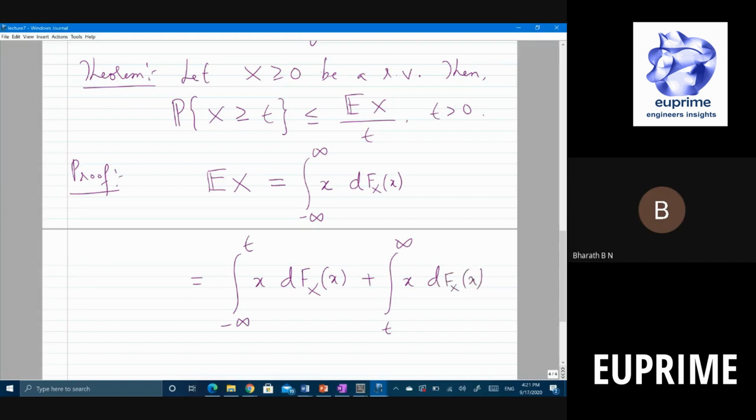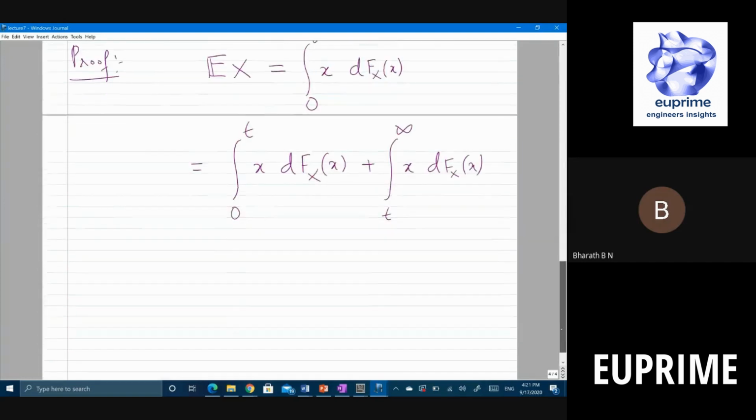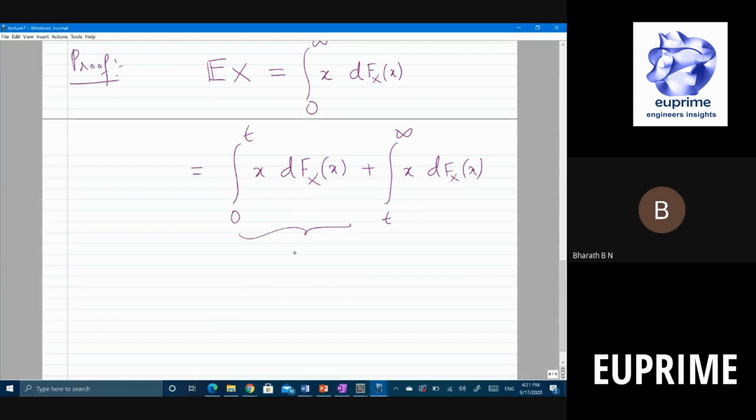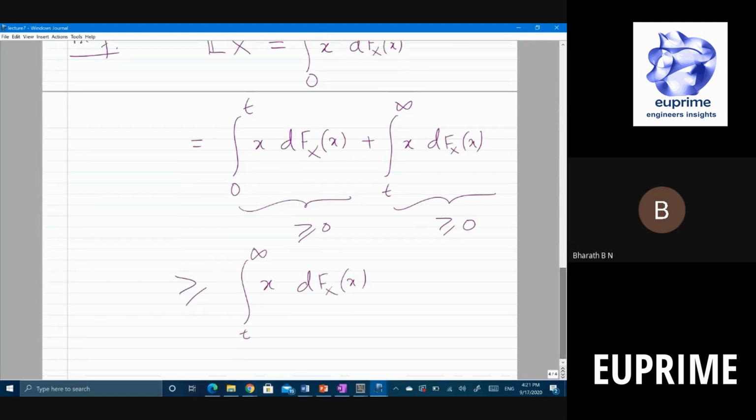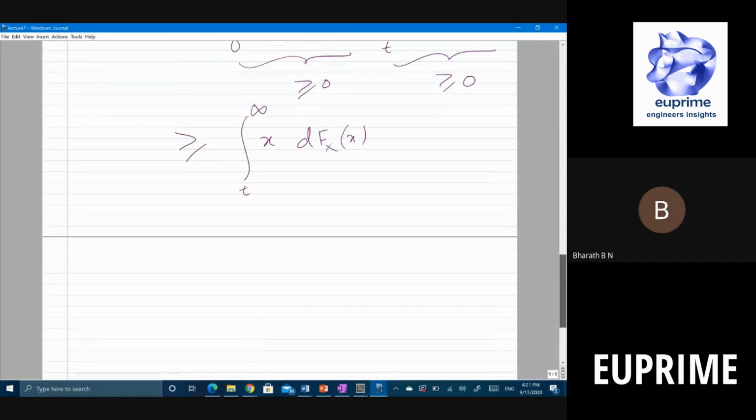Is this fine? Nobody corrected me, but it should start from 0. Why? That's because X is greater than or equal to 0. So it is from 0 to t, plus t to infinity. Is that fine? So this is also non-negative, and this is also non-negative. So if I drop the first term, I'll get the integral from t to infinity of x dF_X(x). Is this clear? Yes, sir.